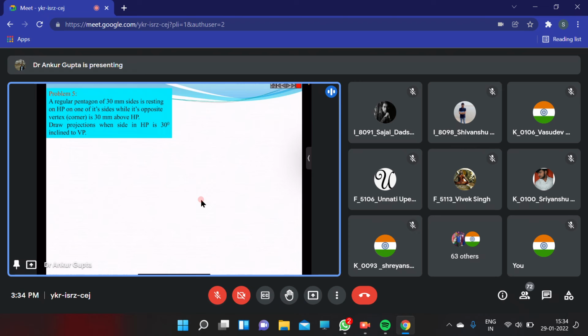Yes, this is a corner problem. Okay? A regular pentagon of 30 mm sides is resting on HP on one of its sides while its opposite vertex is 30 mm above HP. Draw projections when the side in HP is 30 degree inclined to VP. Pentagon of 30 mm. Good.